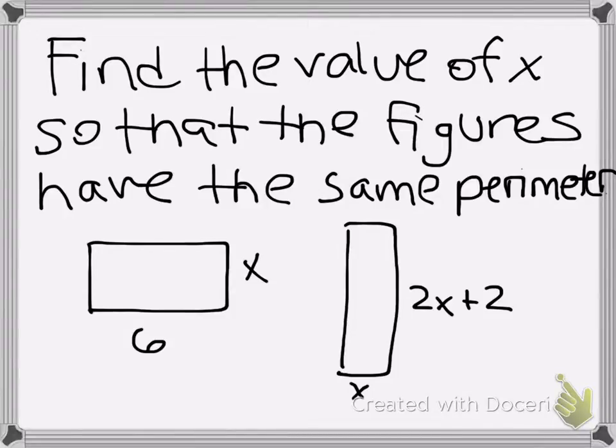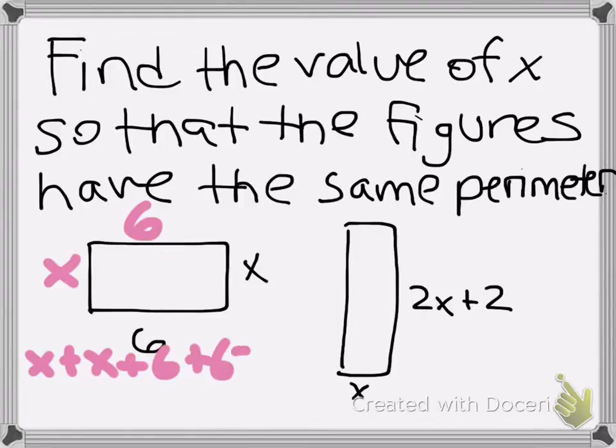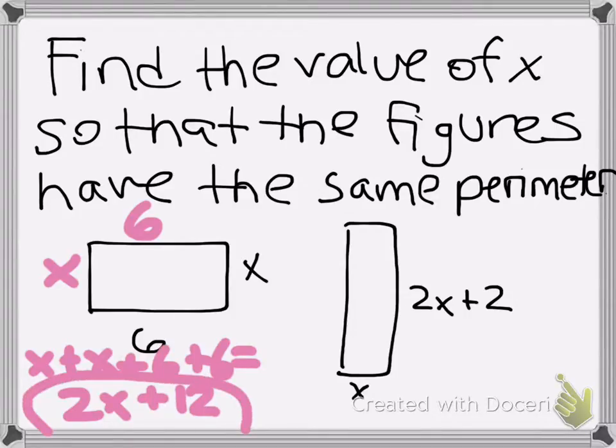So if I look at the first rectangle here, 6 is labeled, so on top of that is also 6. X is labeled, so on the other side is also x. So if I add those together, x plus x plus 6 plus 6, I'm going to get 2x plus 12. So that would represent the first figure's perimeter. And then the second figure's perimeter, we have x at the bottom, so the top is also x, and 2x plus 2 to the right, so the left is also 2x plus 2.